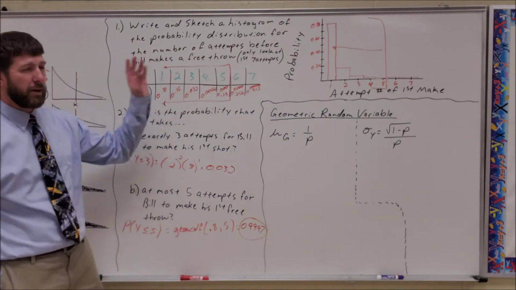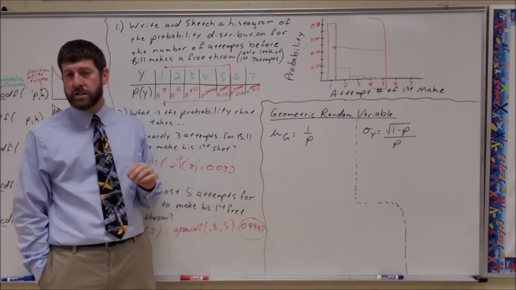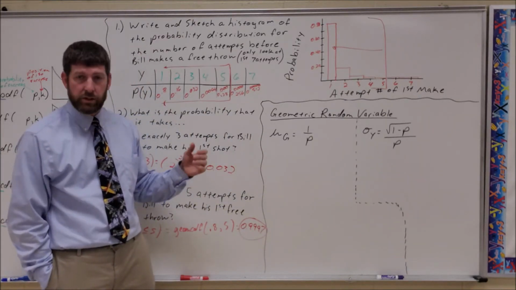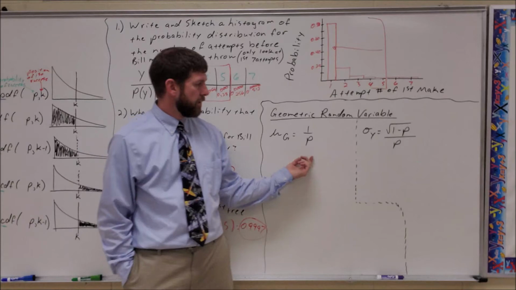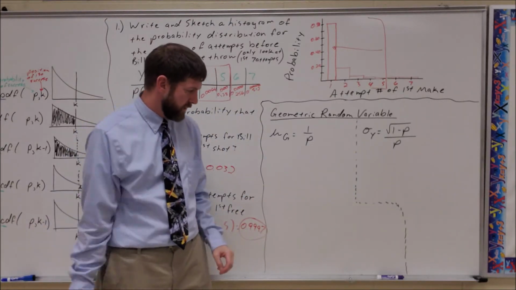All right, so that's how we do calculations with geometric. Let's talk about the characteristics of the geometric random variable. It is quantitative, so we will have a mean and standard deviation, and they're calculable. So we can get these means and standard deviations.